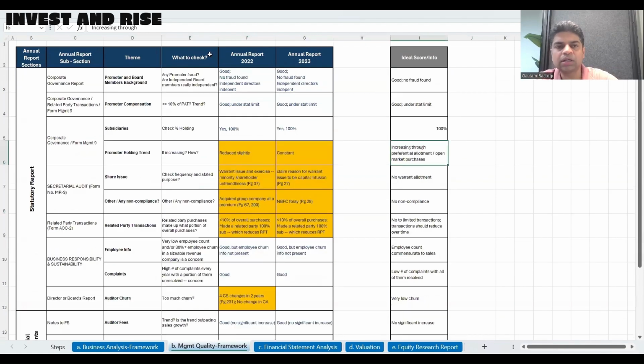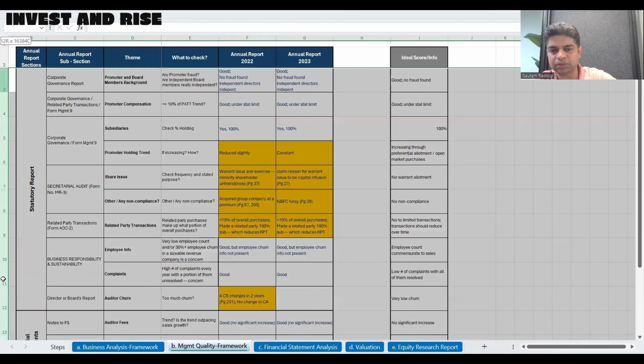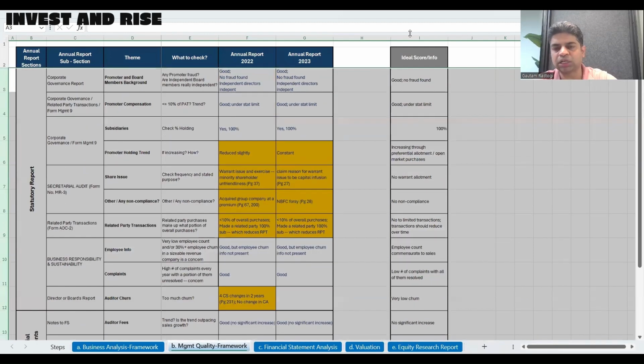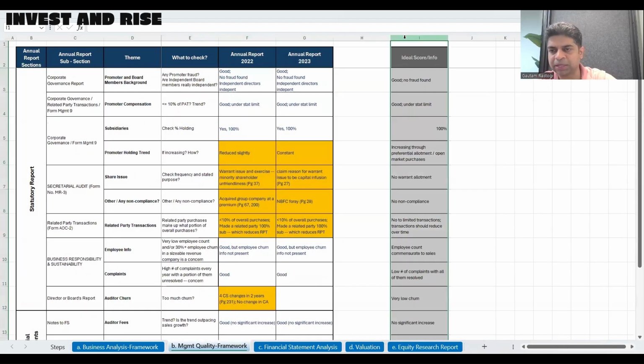And by the way, here I forgot to mention that in this column I have the ideal scores against each of these line items. Which is obvious, but I thought I'll just mention what is being shown here. All right. So hope this was helpful.